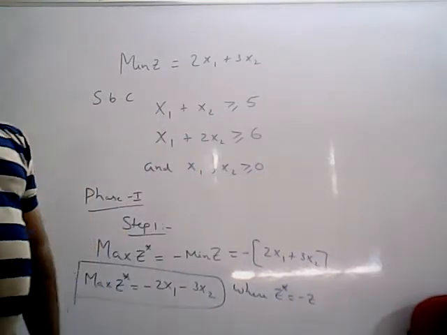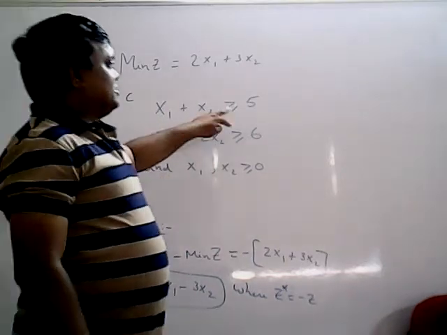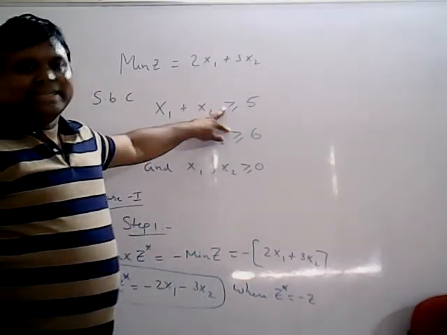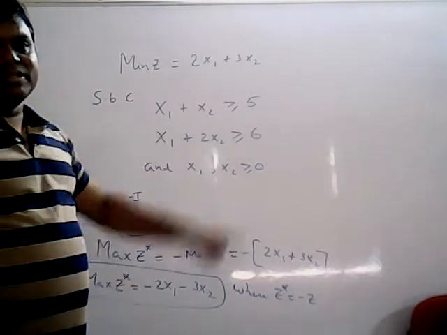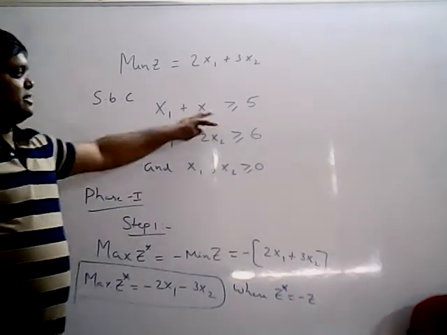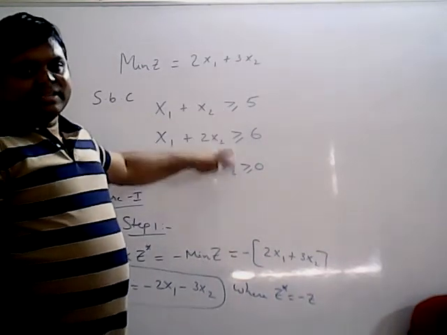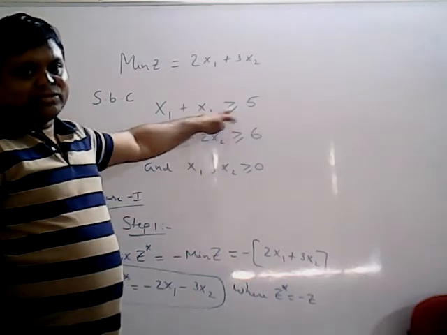Next, step number 3 is also the same as in the Big-M method and simplex method. So what is step number 3? Convert these inequalities into equalities. That means you have to convert to standard form. So what is standard form? Objective function is maximization, and now I have maximization. Constraints should be equal to type, and decision variables are non-negative. So the only thing is I have to convert these inequalities into equalities.